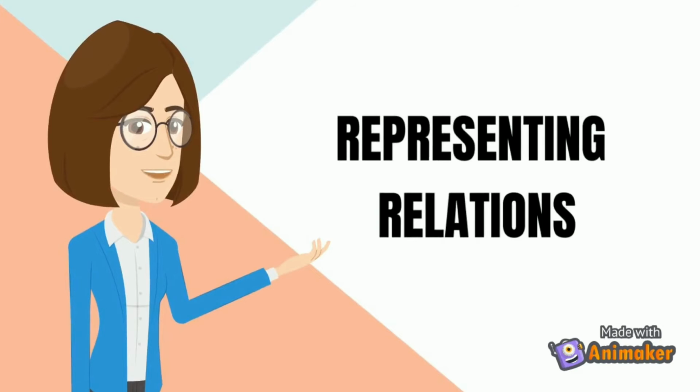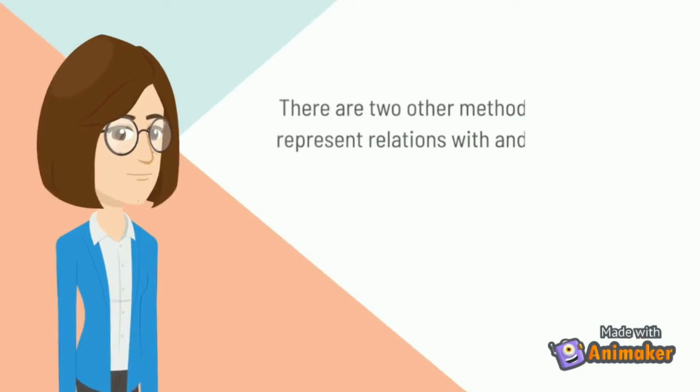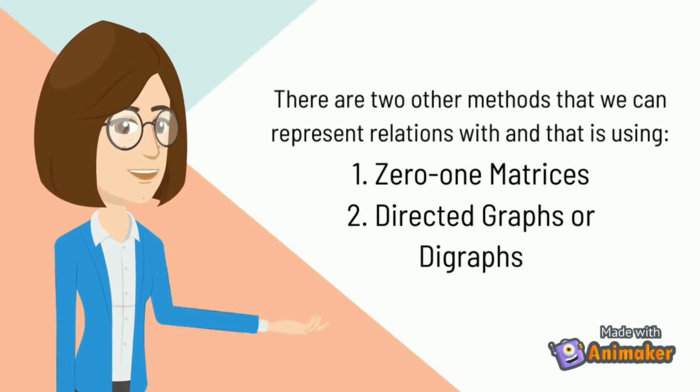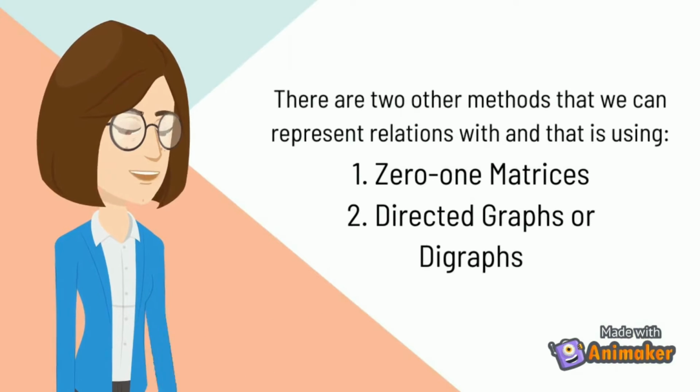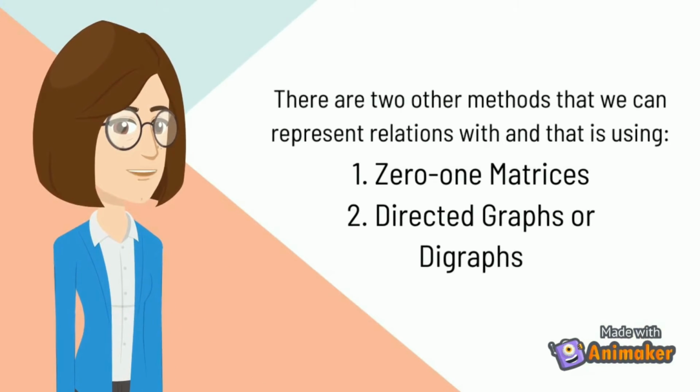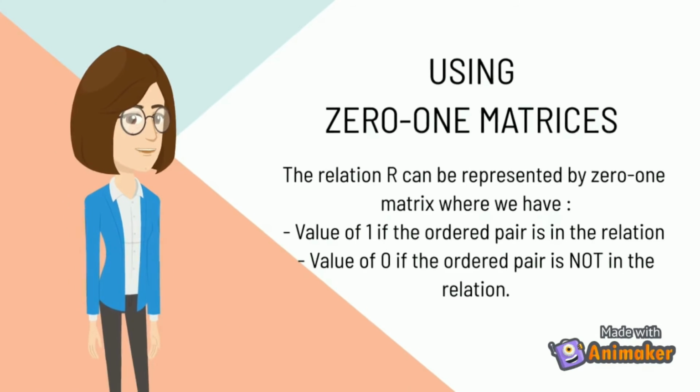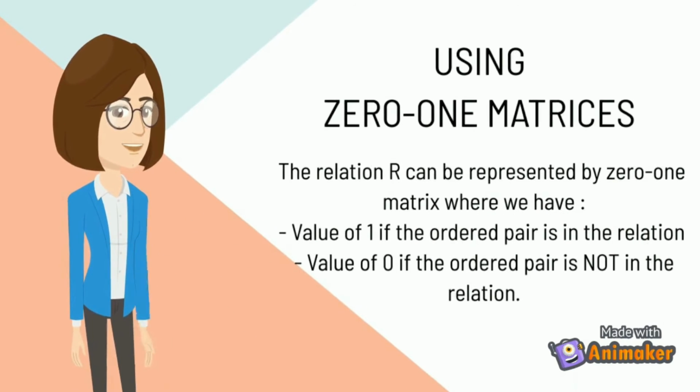For the next part, I'm going to show you the other methods on how we can represent relations. There are 2 other methods we can use to represent relations. The first one uses 0-1 matrices, and the other one uses directed graphs, also known as digraphs. Let us first see how we can represent a relation using 0-1 matrices. The relation can be represented using this method, where we have a value of 1 if the ordered pair is in the relation. Otherwise, we put a value of 0 if the ordered pair is not in the relation.